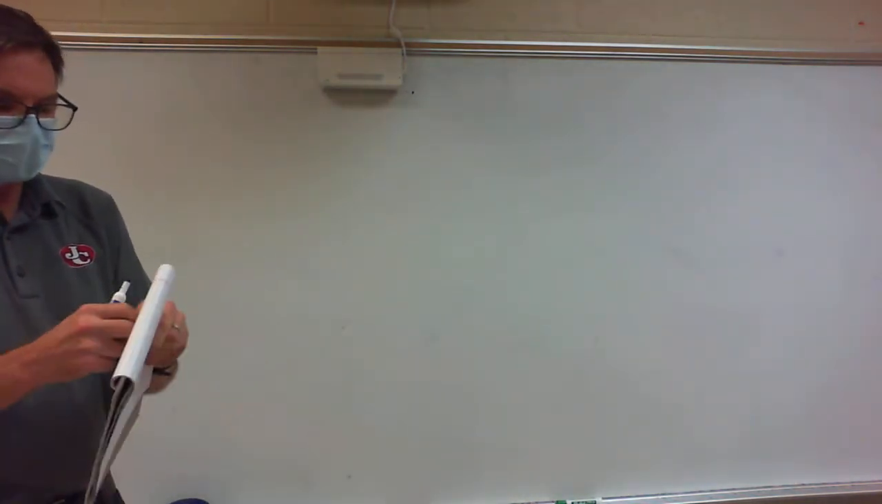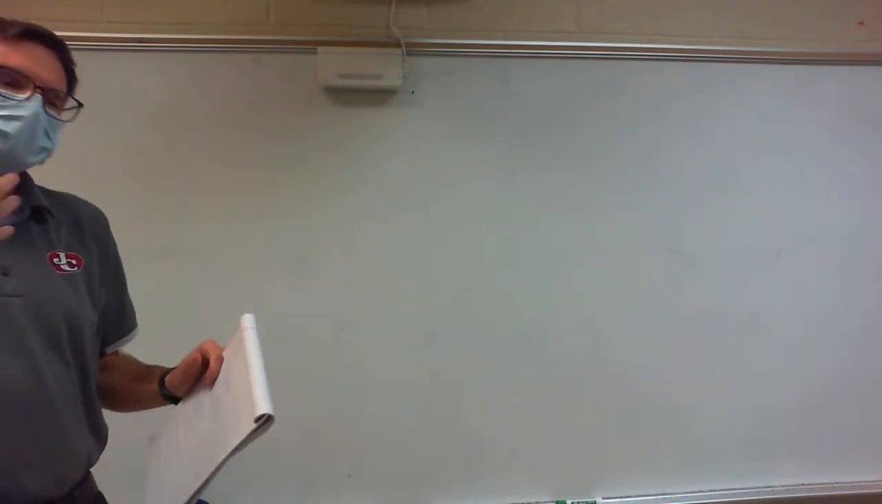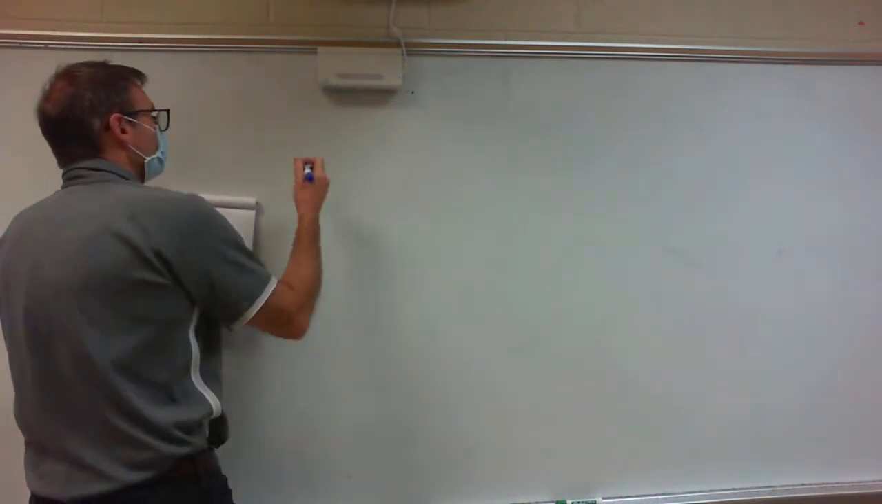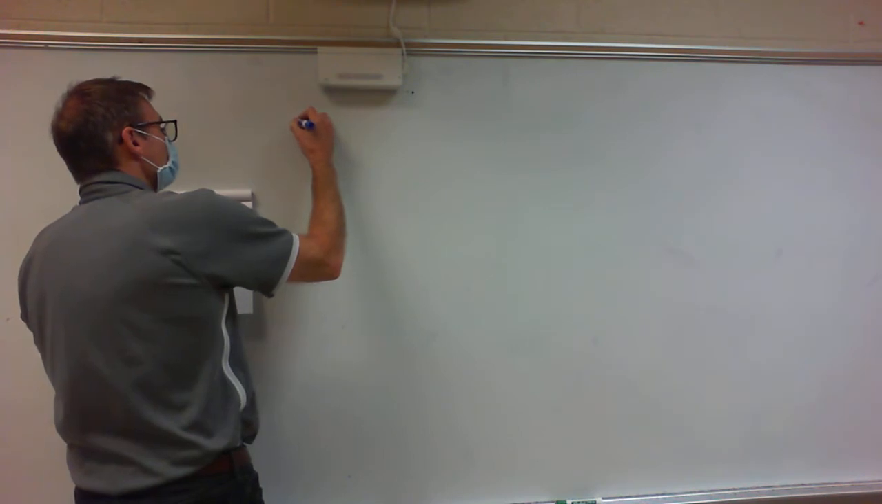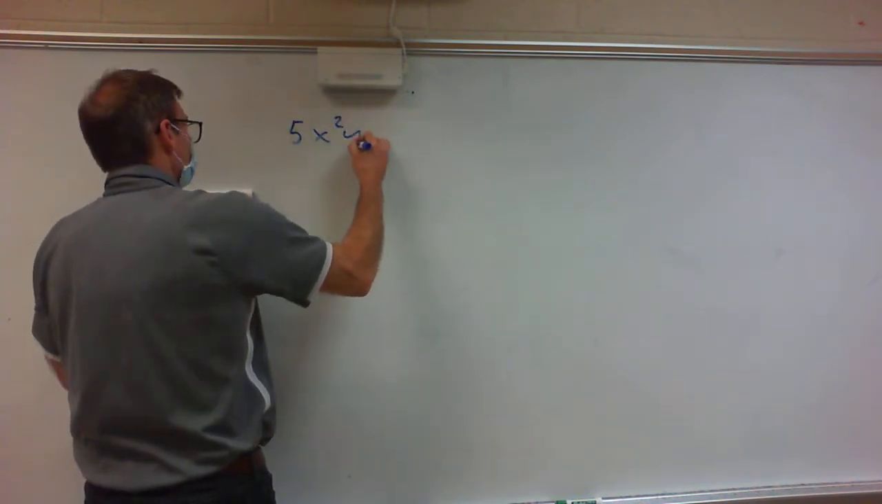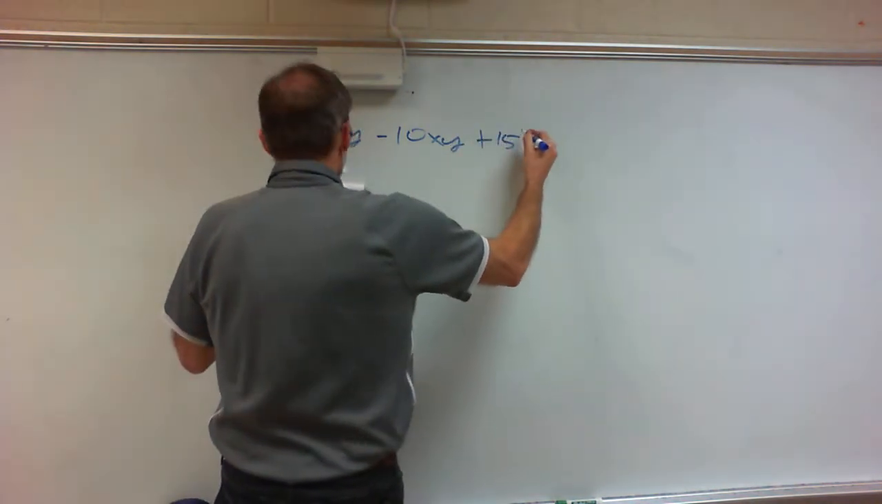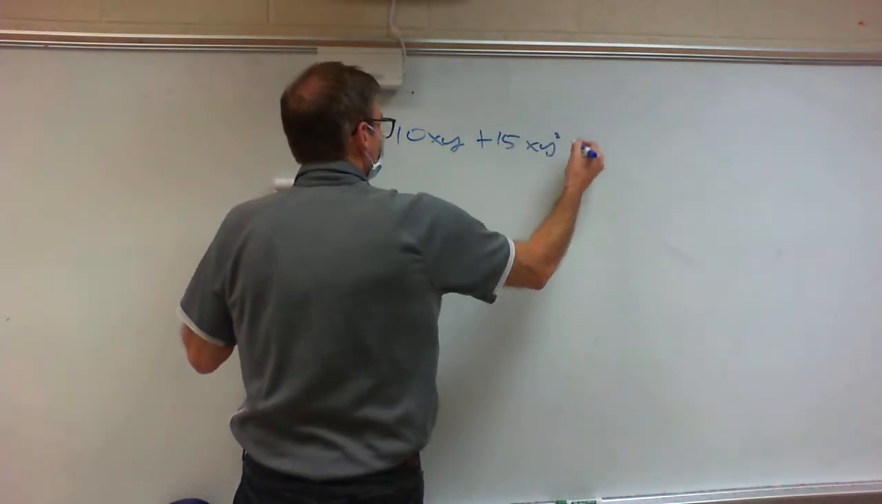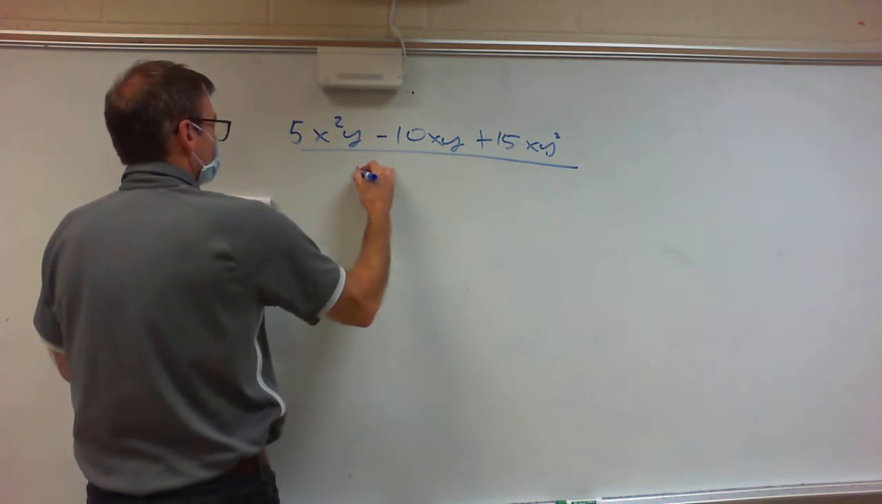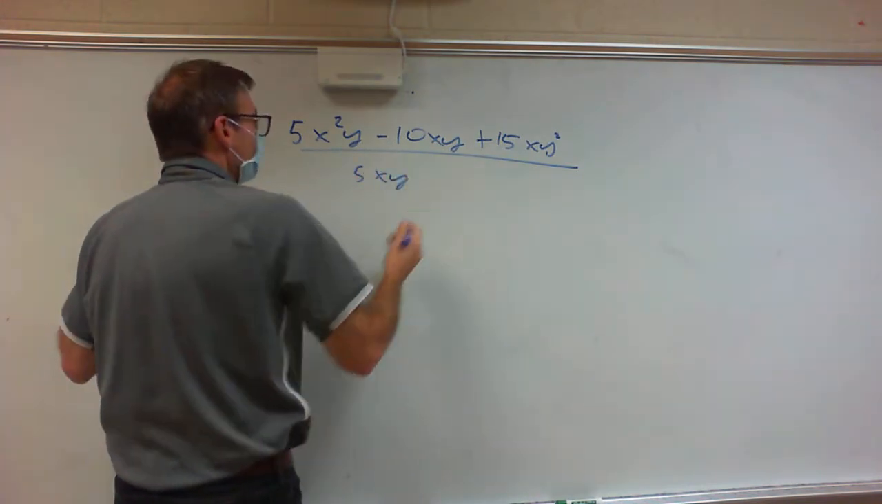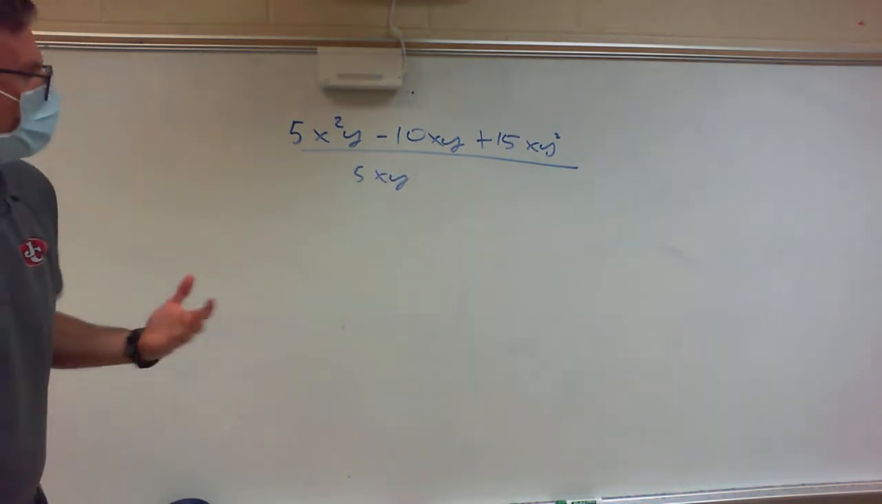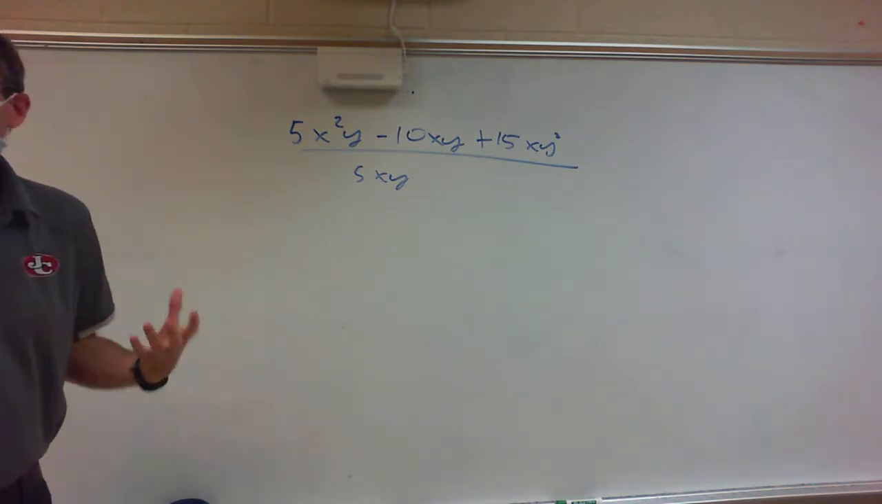Now, I'm going to call this the basic division problem. So our basic division problem looks like this. I'm going to give you 5x squared y minus 10xy plus 15xy squared, over 5xy. I call this your base, this is a division problem.